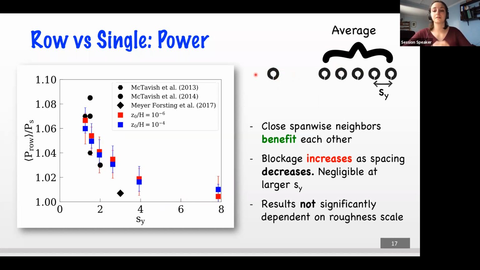And as well, the results are not significantly dependent on the roughness scale. So this reflects whether we're doing onshore or offshore conditions, and the red and blue don't differ that much, and they match fairly well with other experiments or numerical studies.